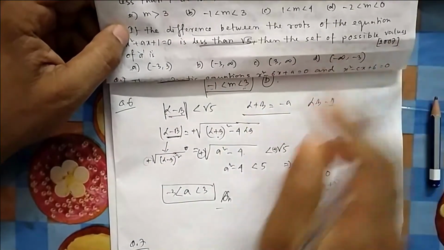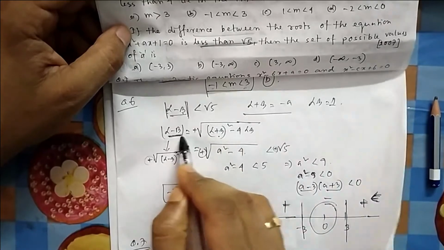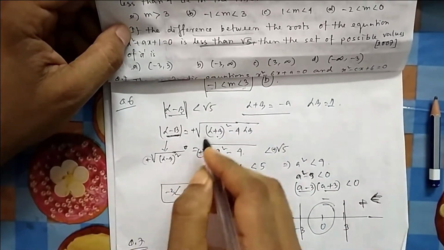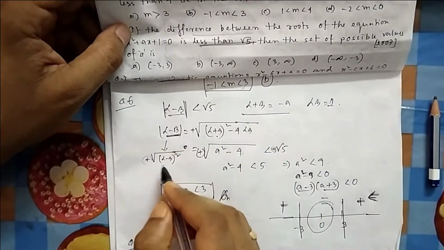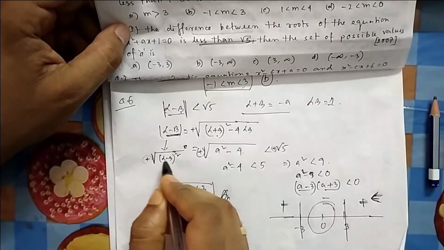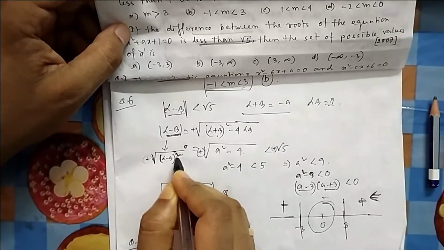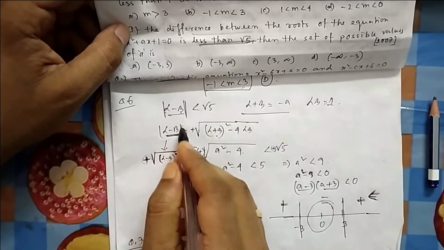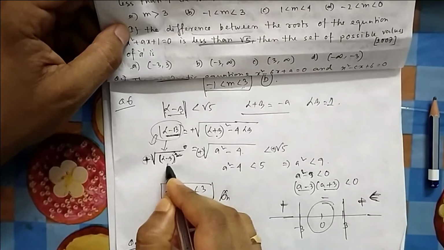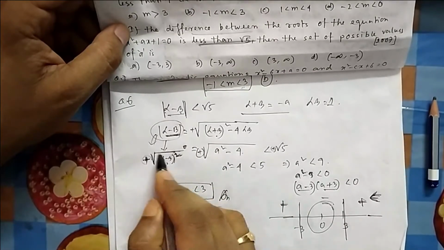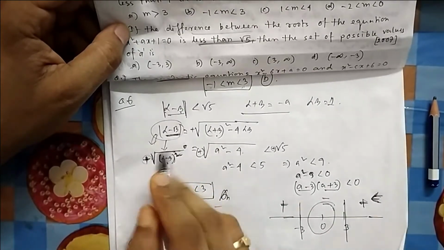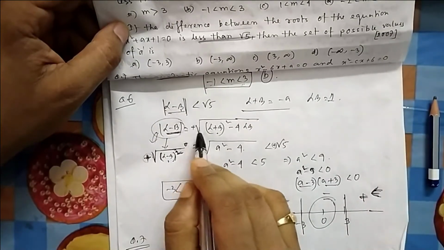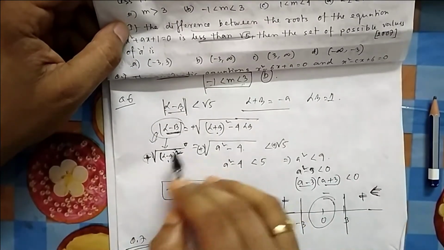Now they are asking this one to be less than root 5. So what is this? If I calculate this, we can think of a minus b whole square, then you take the root. Only the positive root, because I am taking the absolute value, so you can convert it this way. I am taking a minus b whole square, then taking the root, but only the positive root, no minus will come. I am considering only the positive root in this part.